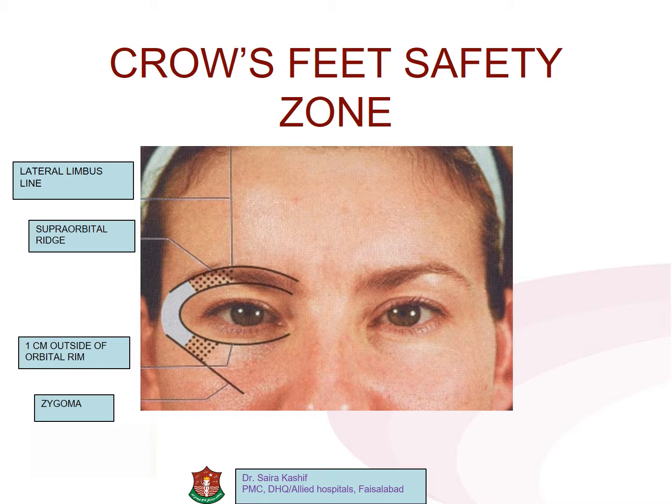The safety zone is 1 centimeter outside the orbital ring. Okay, this is the orbital ring. Keep 1 centimeter away from this, and it should be lateral to the lateral limbus line. You have to keep away from this, lateral to this, right? And the inferior border is the upper border of the zygoma or zygomatic arch. Don't go below this point, because here which muscles are there?